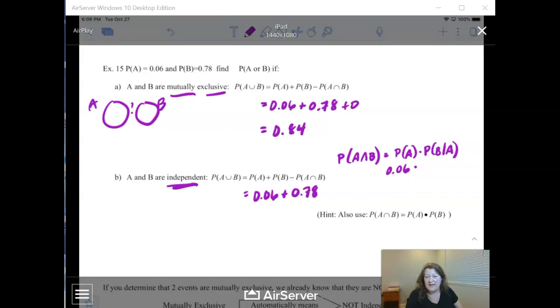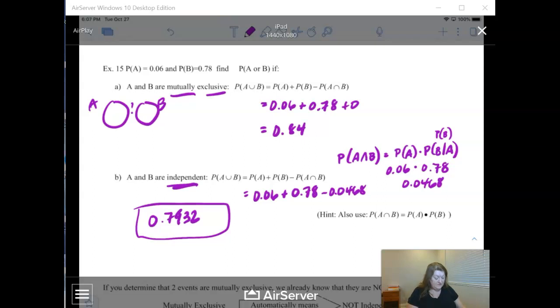But in independence, we don't have any of that knowing that something happened, right? So if they're independent, this would really just turn into the probability of B. So we would multiply this by 0.78, and we would get 0.0468. So this last part is minus 0.0468, which would be the overlap, okay? And that would turn out to be 0.7932. So remember, I just took the one that had the conditional part on it and then said, oh, they're independent. It doesn't have a conditional if it's independent.